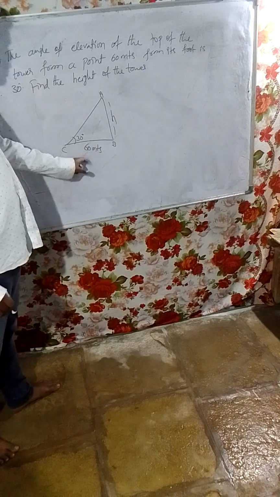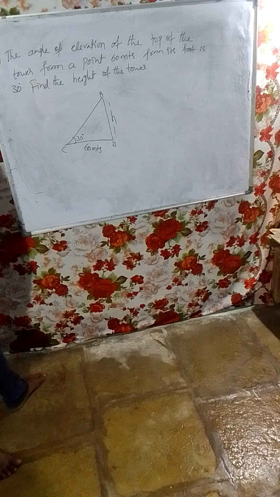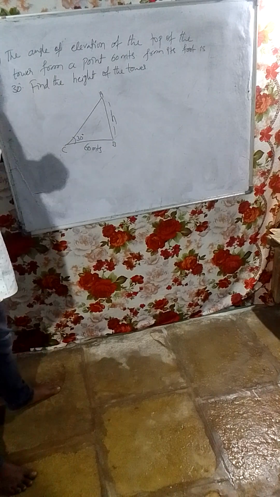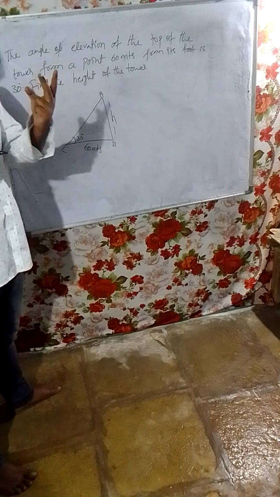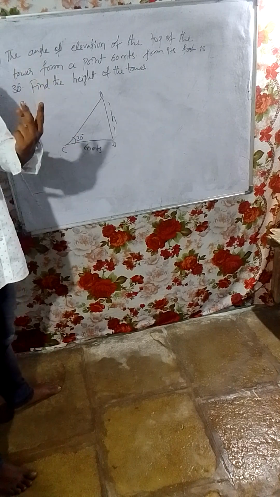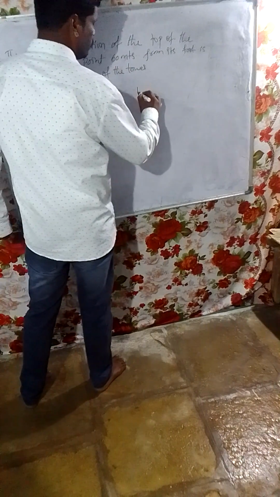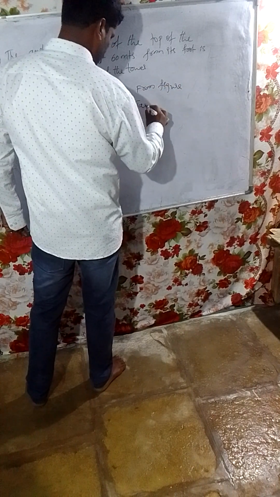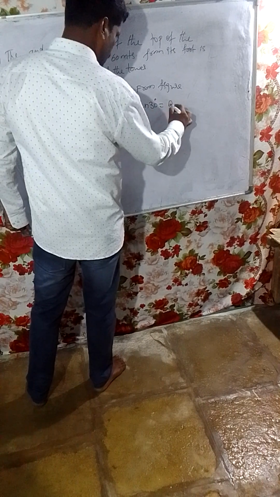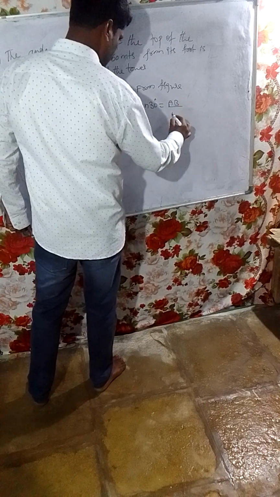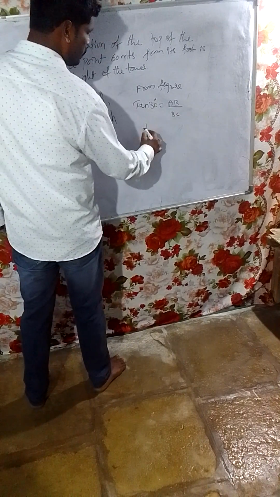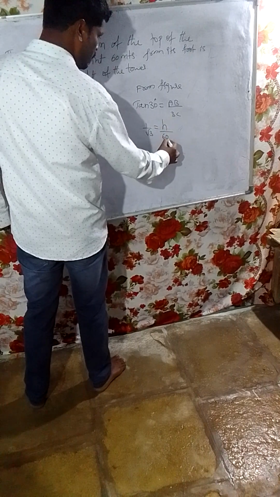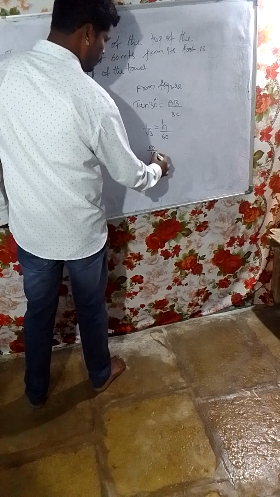One angle is given, one adjacent side is given. We should find the opposite side. What is the relation between adjacent and opposite? First we should check it. Two relations are there: one is tan theta, one is cot theta. I am taking from the figure tan 30 degrees equals AB by BC. Tan 30 is 1 by root 3. AB we don't know, it is H. BC is 60. Then 60 by root 3 equal to H.